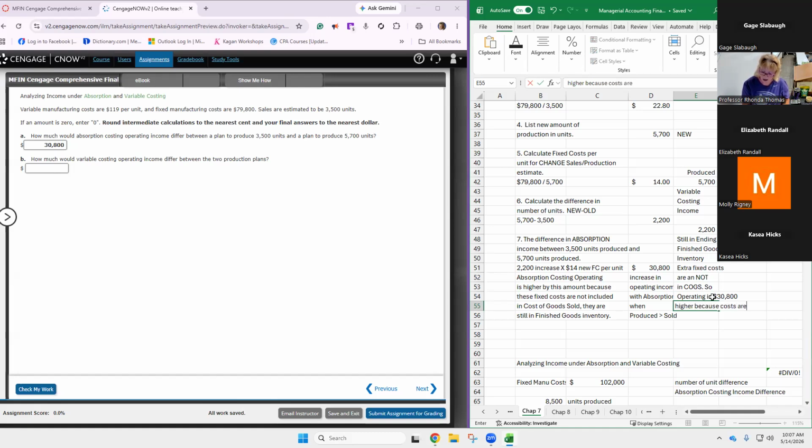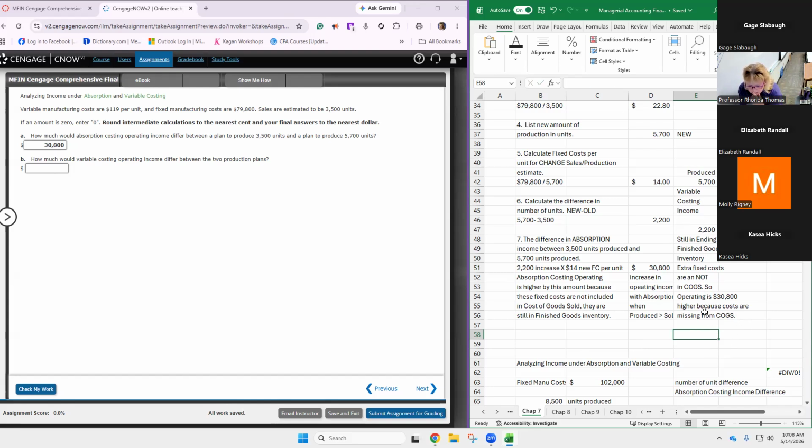Because our costs are missing from cost of goods sold. Okay, cost of goods sold. So that's the best I can do. This is kind of difficult. But once again, 2,200 units are still in ending inventory that were not sold. Now, once again, if we sell what we produce, then all of those costs are where they're supposed to be, and there is nothing lingering around waiting to be sold, right?